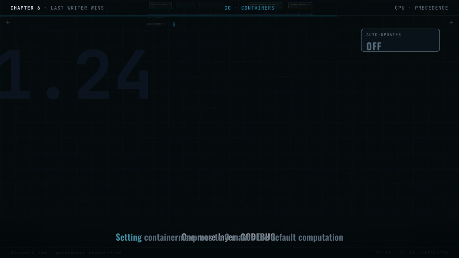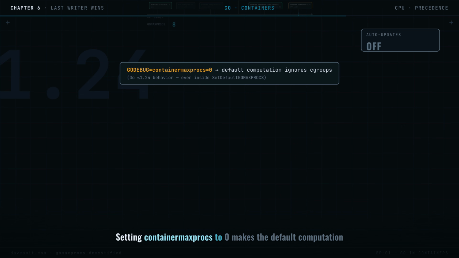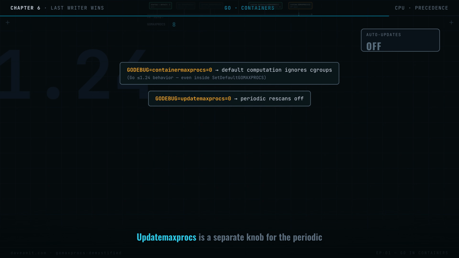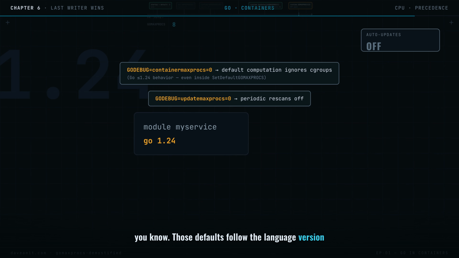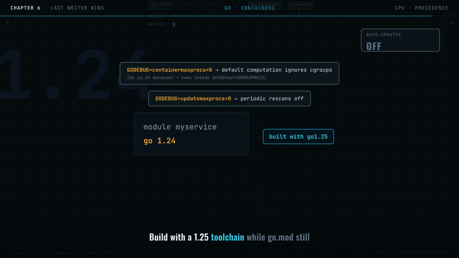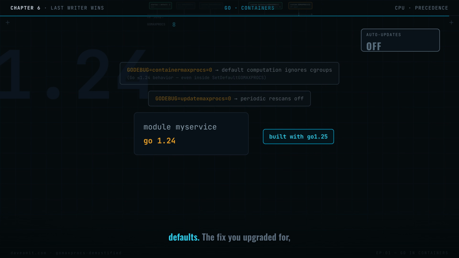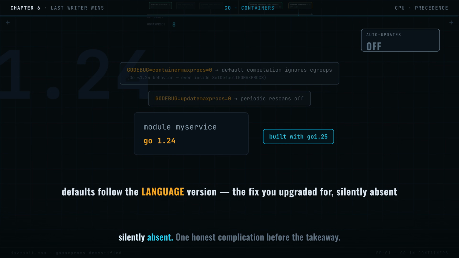One more layer, GODEBUG. Setting containermaxprocs=0 makes the default computation ignore cgroup limits. That's the old Go 1.24 behavior, and it applies whenever the runtime computes a default, even inside SetDefaultGOMAXPROCS. updatemaxprocs is a separate knob for the periodic rescans. And the footnote that will bite someone you know: those defaults follow the language version in go.mod, not the toolchain. Build with a 1.25 toolchain while go.mod still says 1.24 and you get the old defaults. The fix you upgraded for is silently absent.